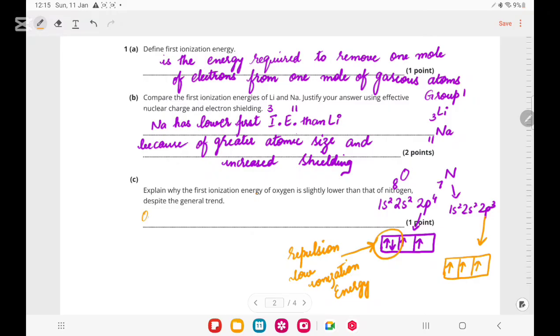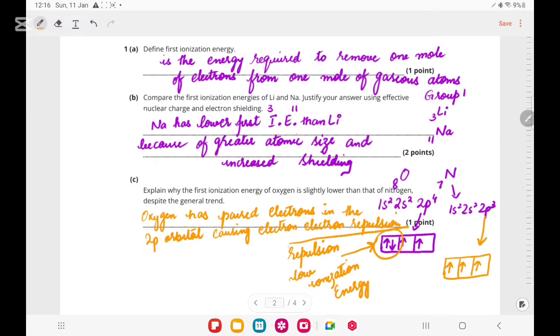So we can write that oxygen has paired electrons in the 2p orbital, causing electron repulsion, and because of that, lowering ionization energy.